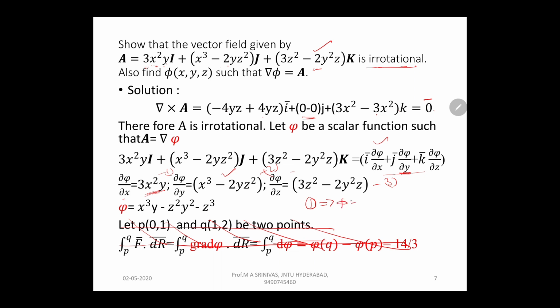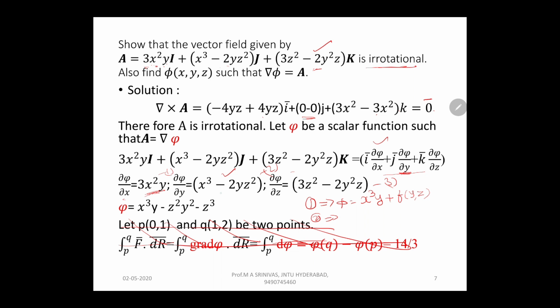From equation 1, phi will be, I need to integrate this with respect to x. If I integrate, I'll get x cubed by 3, and the 3 and 3 get cancelled, so that value will be x cubed. Plus the constant of integration, because I am integrating with respect to x, it will be a function of the other two variables.